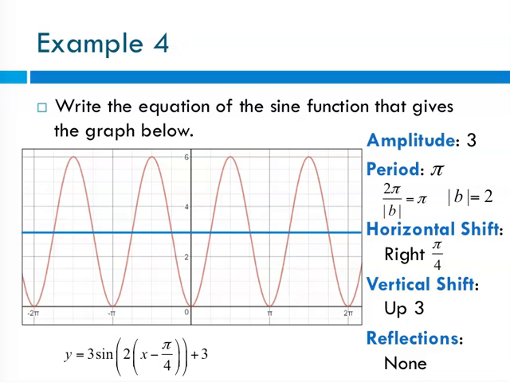So y equals 3 times sine of (2(x minus pi over 4)) plus 3.